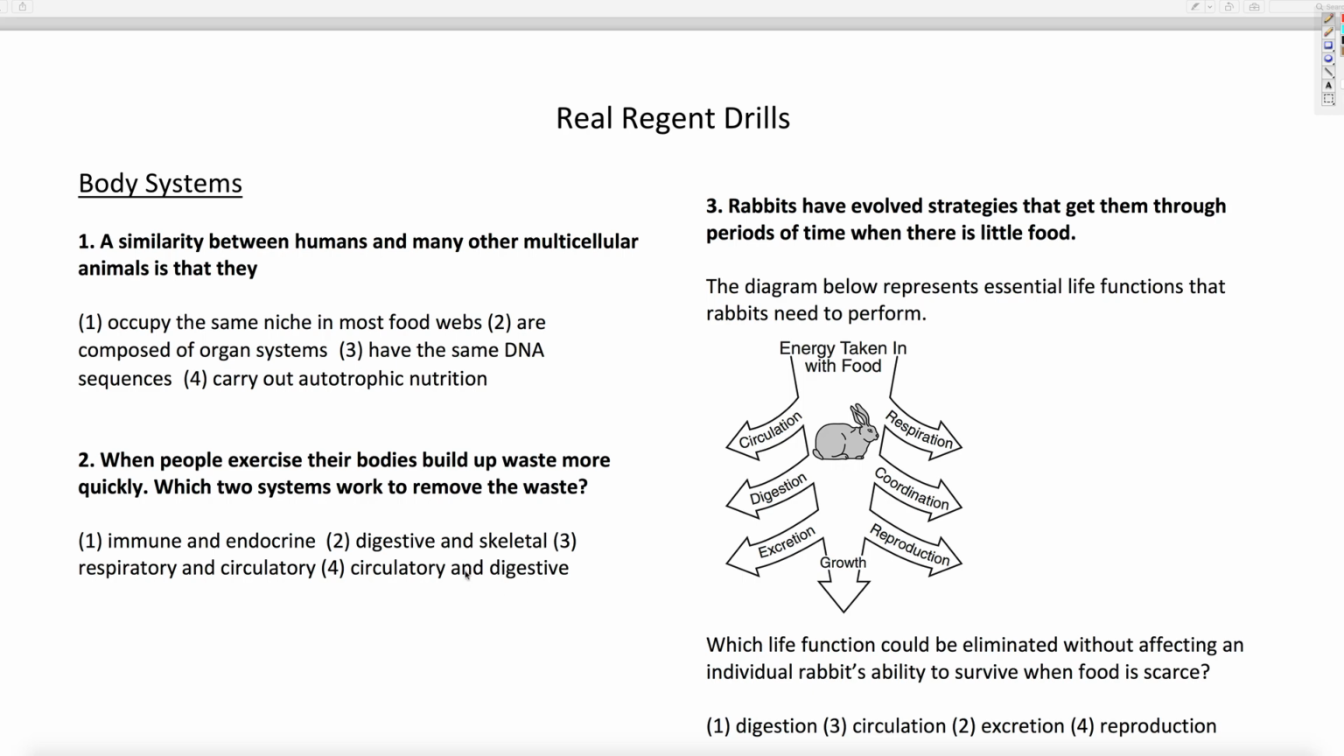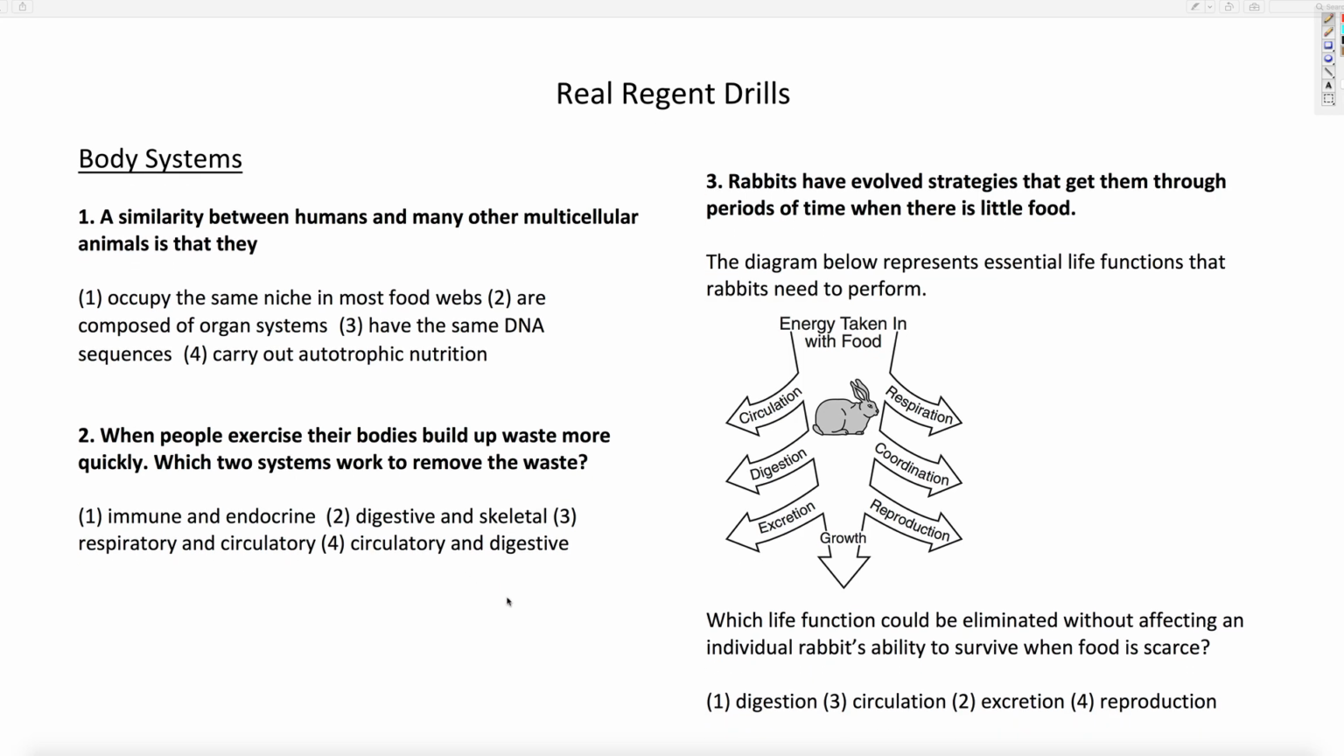Is it digestive? Yeah, fine. Maybe that's right, but I would think it's the one that breaks down and removes the waste. Fine. So circulatory is for sure the answer, and digestive or respiratory. Fine. Maybe it is 4.